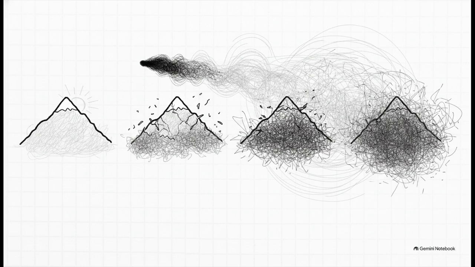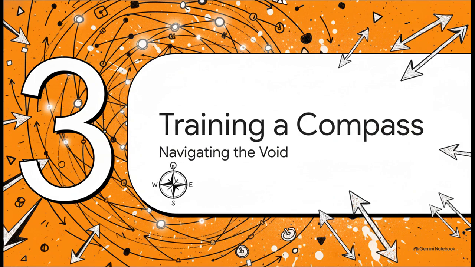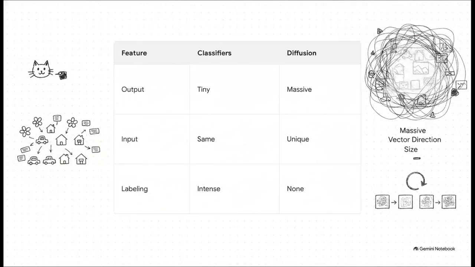But this is exactly how we set up the environment for the model to learn. Let's look at Section 3, Training and Navigational Compass. Okay, so we've pushed our image out into the noisy void. Now, how do we build that compass I mentioned earlier to find our way back?